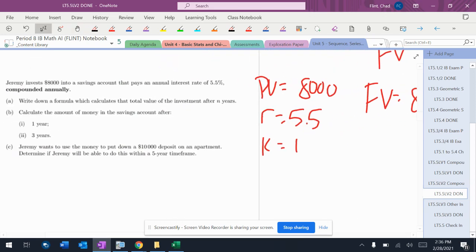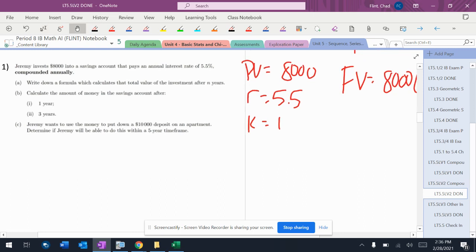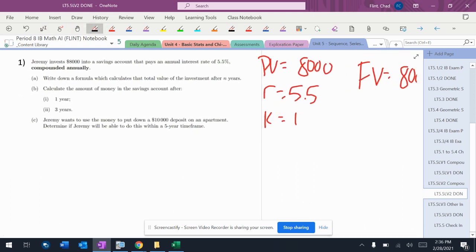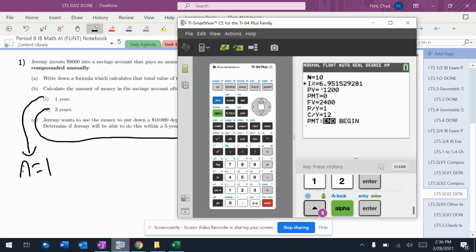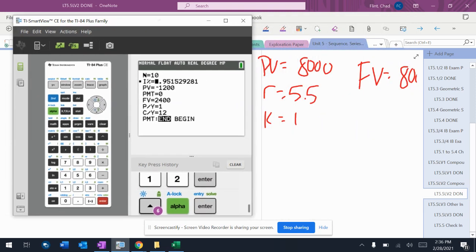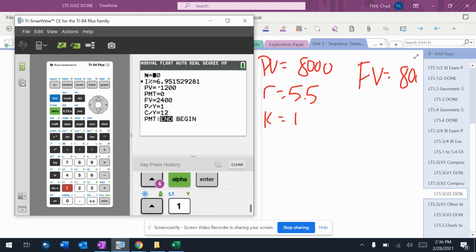Then it says, calculate the amount of money in savings after 1 year and 3 years. For this, I'm just going to do two different things, where for the first one, n equals 1. For the second one, n equals 3. And I'm going to use the calculator. So I bring the calculator up, and I'll put in the information that I need. For the first one, n is 1. The interest rate is 5.5. The present value is negative 8,000. And the compounding is 1.